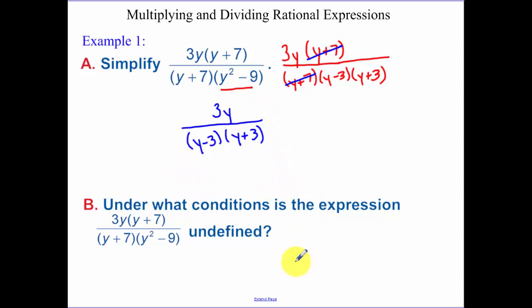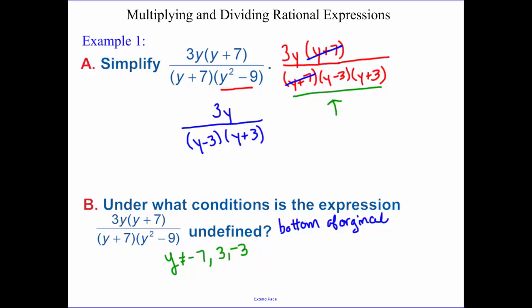So now part B, under what conditions is the expression undefined? It's any time the original is equal to 0. I should say the bottom of the original. So let me write that. The bottom, or the denominator, of the original before you factored anything. Okay? Before you even canceled. So what you can look at is you can look at this factored piece there and set each one of those quantities equal to 0. So y cannot be equal to -7, 3, and -3.